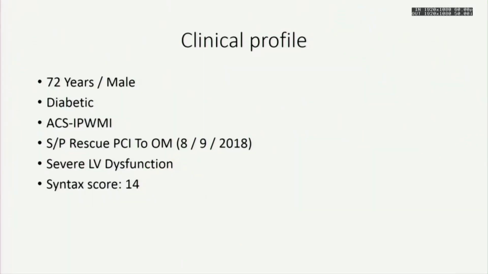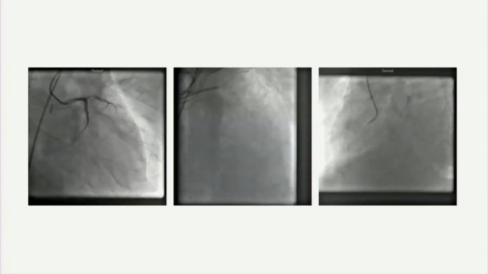He's a 72-year-old diabetic, presented with an inferoposterior wall MI, and was thrombolysed outside, and he continued to have ST elevation and symptoms. So he underwent a rescue PCI to the OM, and his LV is severe, and he was stabilized over the past few days. He had an additional lesion in the LAD. We just brought him back for an LAD PCI. Can we play the angiogram at the first time?